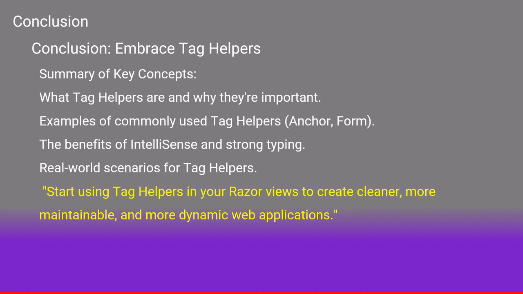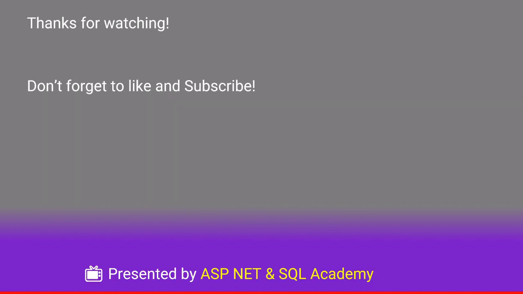Tag helpers are a key tool for building modern web applications with ASP.NET Core. By using tag helpers, you can create web applications that are easier to develop, maintain and test. I encourage you to start using tag helpers in your Razor views to create cleaner, more maintainable, and more dynamic web applications. The possibilities are endless.